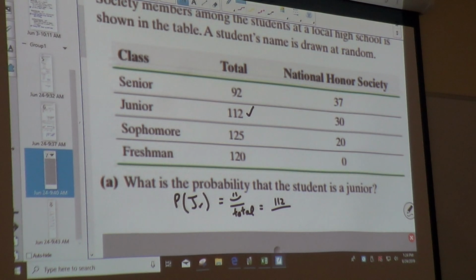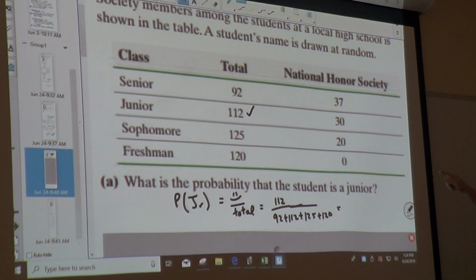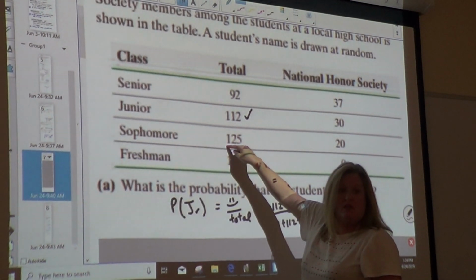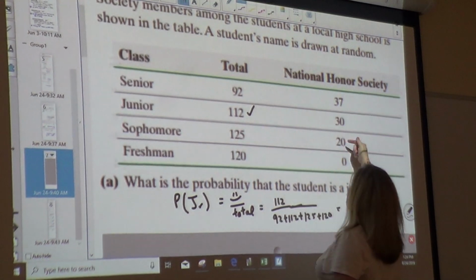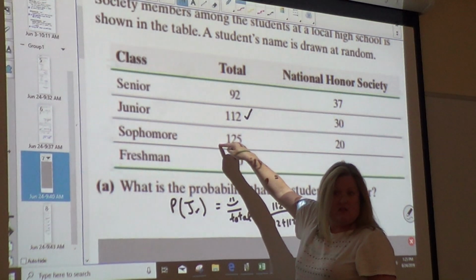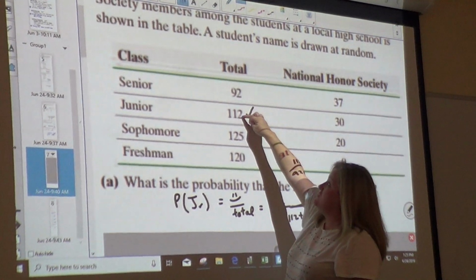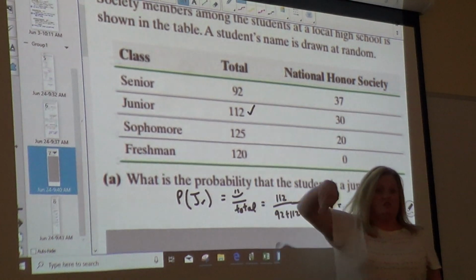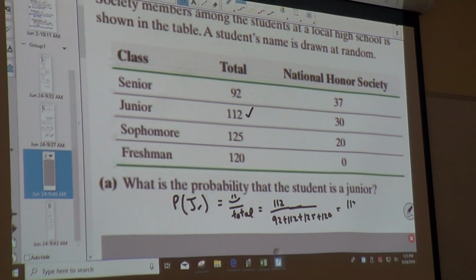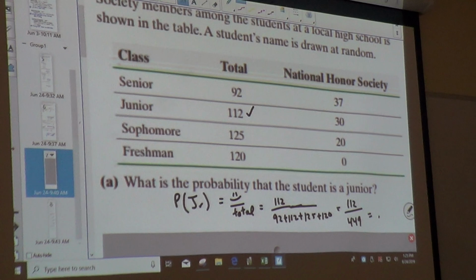Adding up the numbers. Tell me numbers. 92 plus 112 plus 125 plus 120. Correct. Because this is really a double dip of that, because it's 20 students out of the 120. There's 125 sophomores, and 20 of those people are in the Honor Society. So I just want to know juniors. So there's 112 juniors, and these are the total number of students. So that is 112 out of 449, which is 0.249.